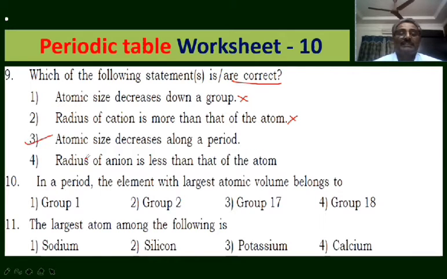So third option is the right option. Next, fourth one is radius of anion is less than that of atom. This is also wrong. Radius of anion is more than that of atom. So the only correct option is the third option in the ninth question.